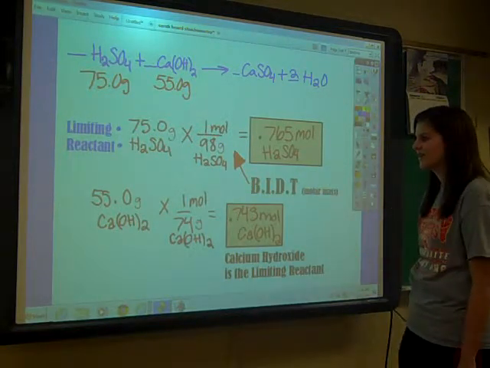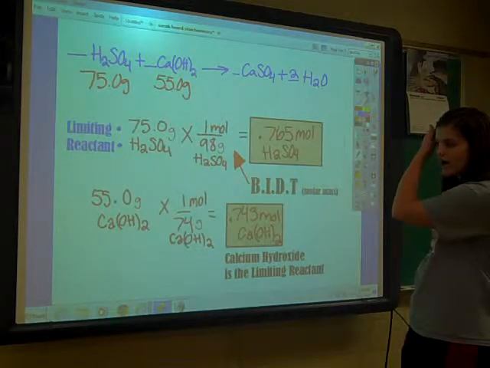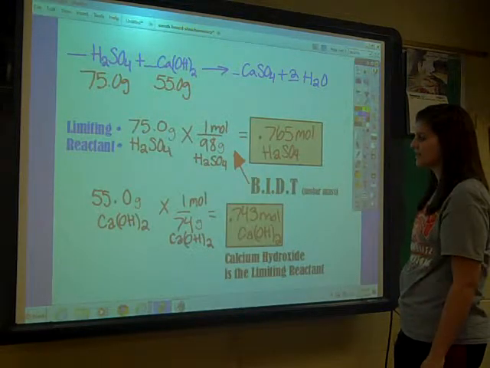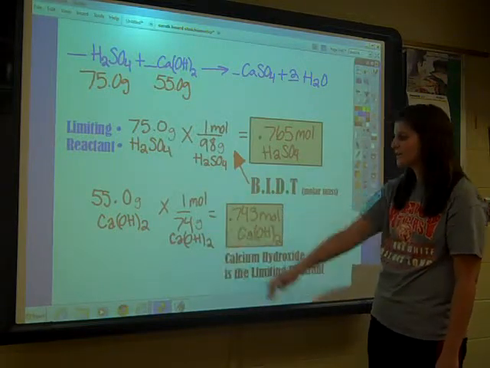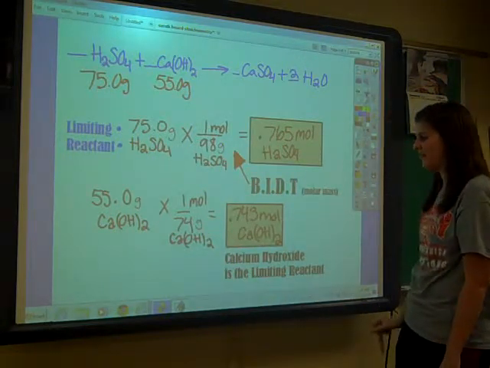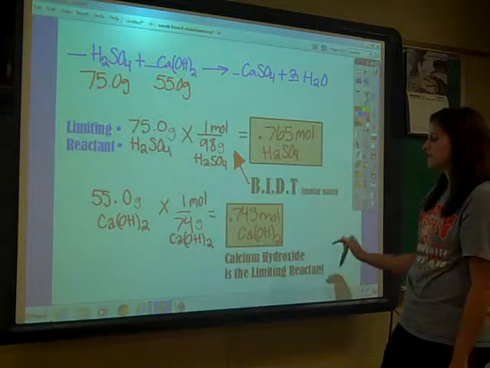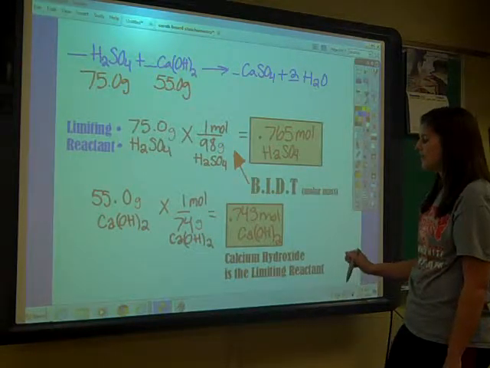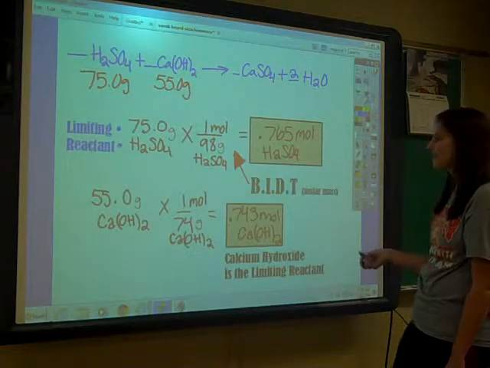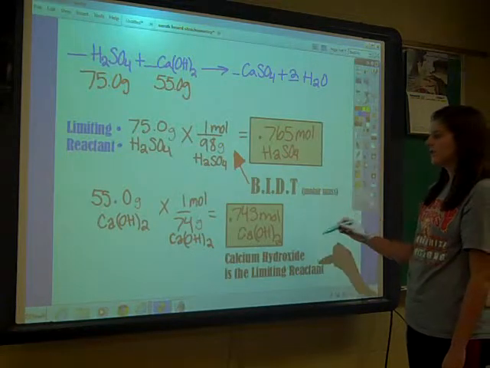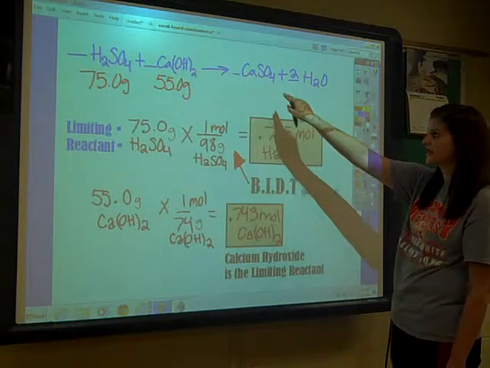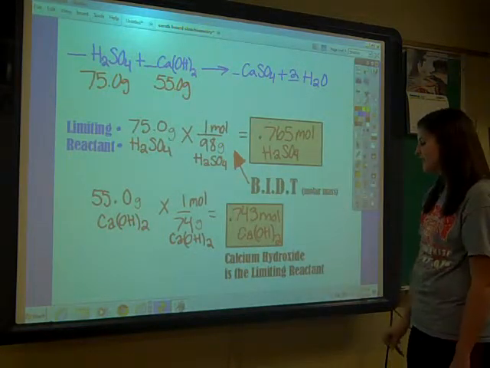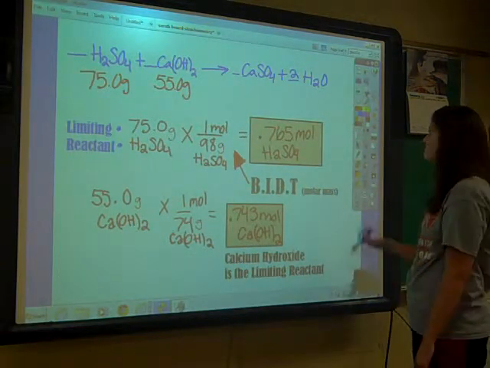sulfuric acid. 55 grams of calcium hydroxide can be converted into moles by setting up the same type of ratio, and 55 divided by 74 results in 0.743 moles of calcium hydroxide. And since this is a 1-to-1 ratio, they both have 1 as their coefficient in the equation, you know that calcium hydroxide is your limiting reactant.